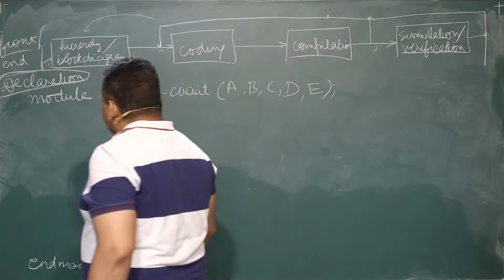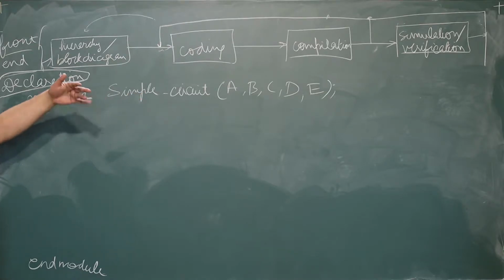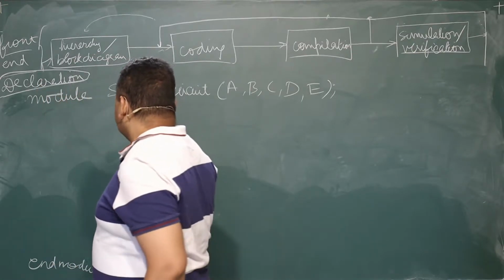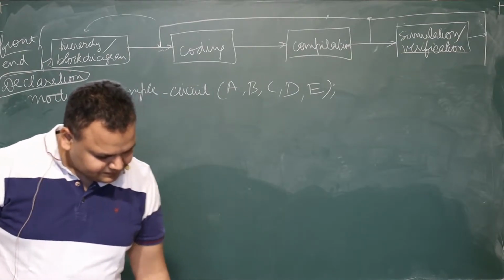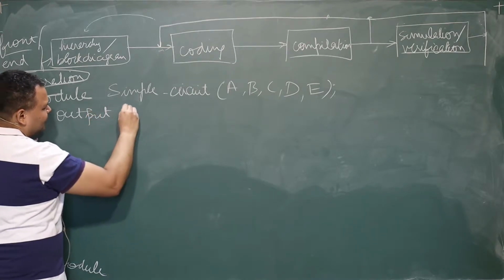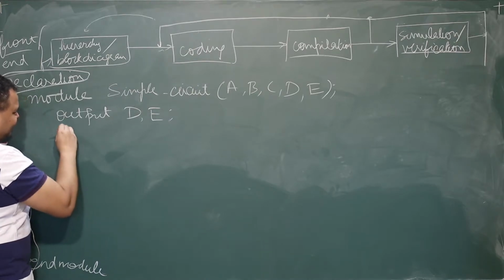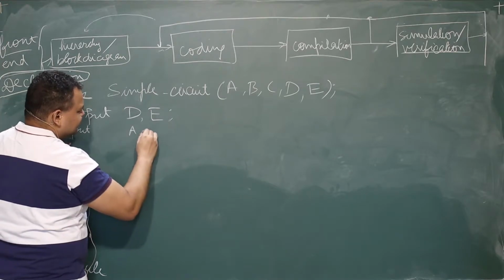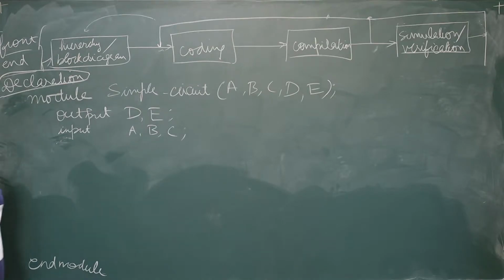Then the next thing you're going to define, the first thing after the name of the module, is what your inputs and outputs are. In this particular case, outputs are D and E, and inputs are A, B, and C.